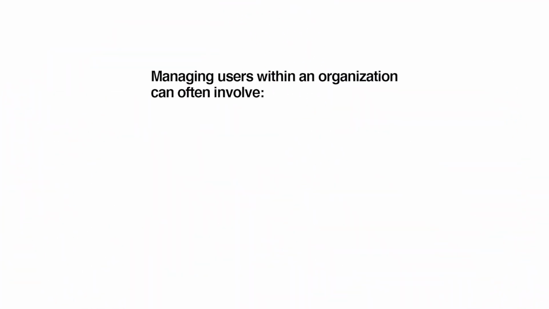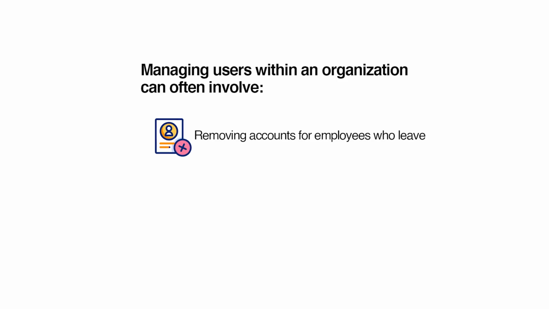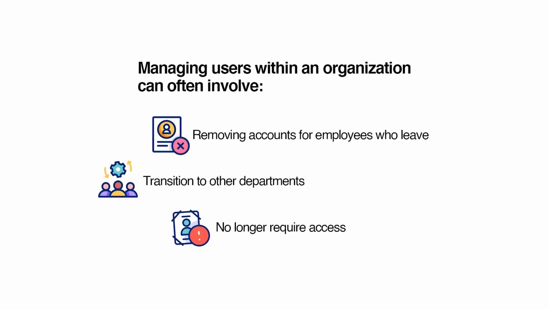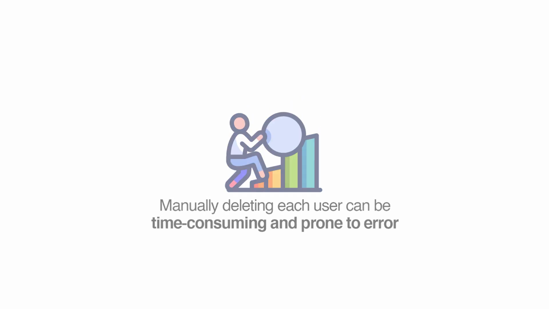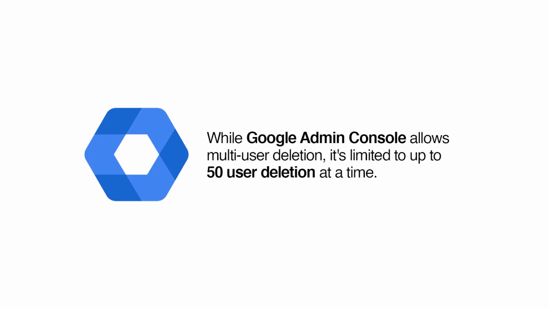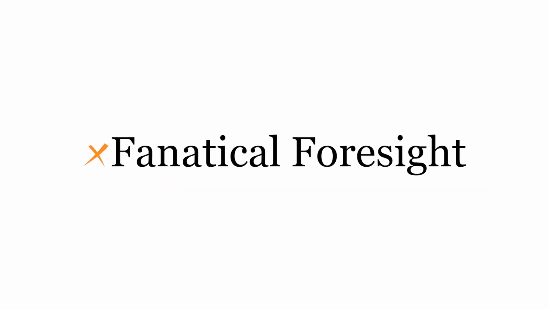Managing users within an organization can often involve removing accounts for employees who leave, transition to other departments, or no longer require access. Manually deleting each user can be time-consuming and prone to error. While Google Admin Console allows multi-user deletion, it's limited to up to 50 user deletions at a time. That's where xFanatical Foresight comes in.